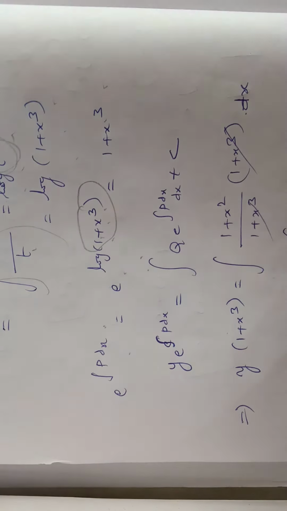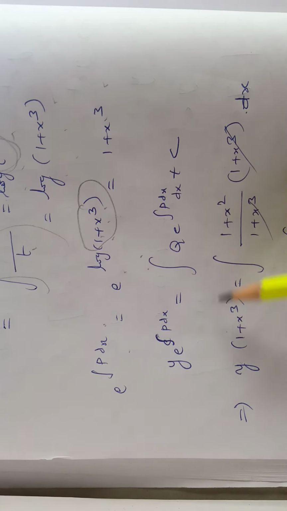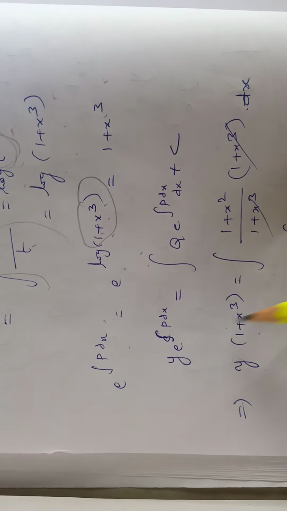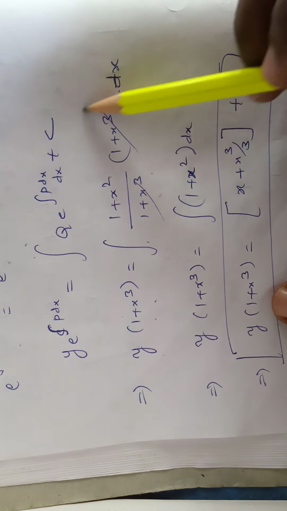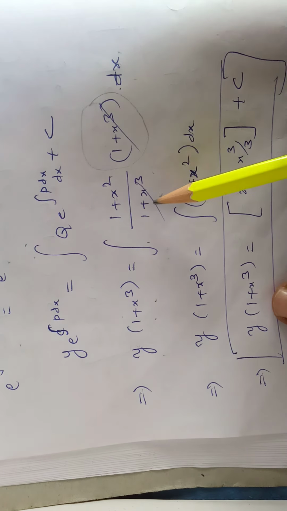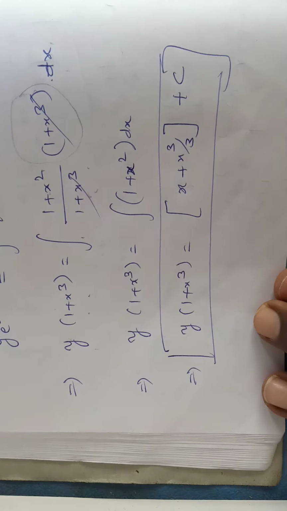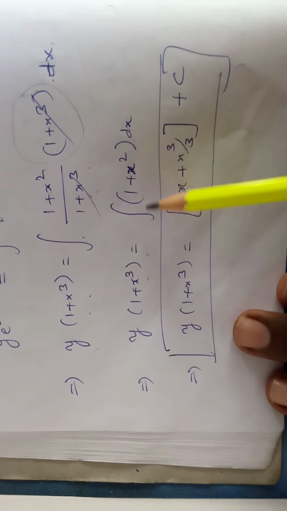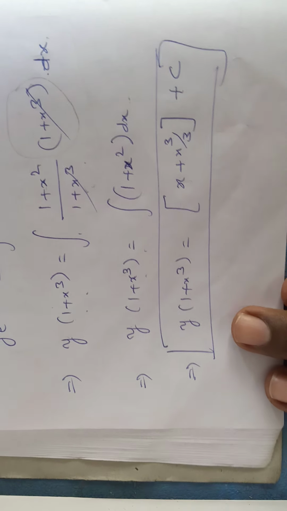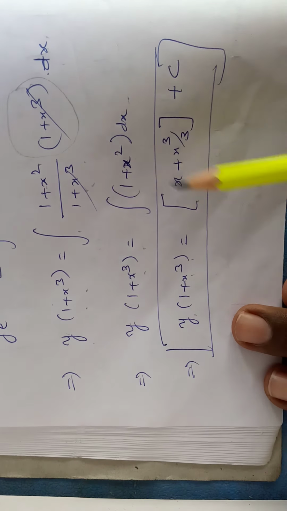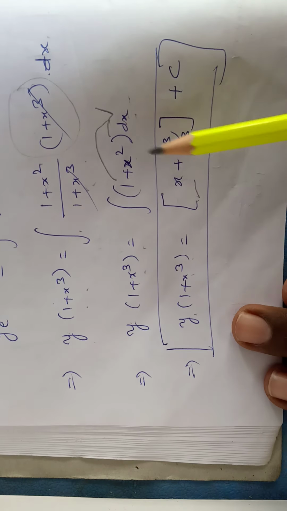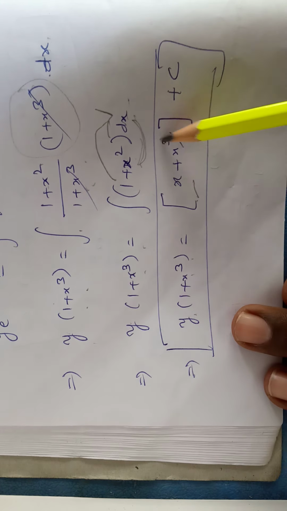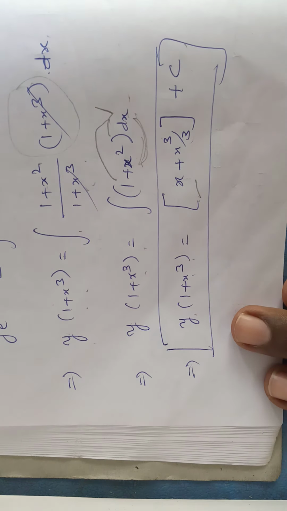So straight away applying the formula, y e^(∫P dx) is y(1 + x³) = ∫ (1 + x²)/(1 + x³) · (1 + x³) dx. The (1 + x³) cancels. So y(1 + x³) = ∫(1 + x²) dx. The integral of 1 dx is x, and the integral of x² dx is x³/3, plus c. Hence the problem.